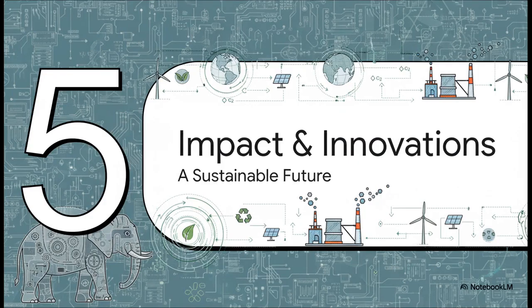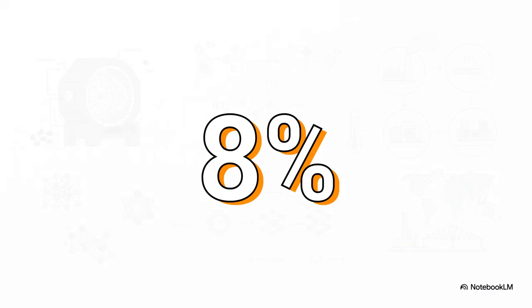And that brings us to our final section, Part 5, Global Impact and Innovations, a Sustainable Future. Take a hard look at this number, 8%. Global cement production contributes roughly 8% of all worldwide carbon emissions. This is largely due to the clinker manufacturing process we just learned about.